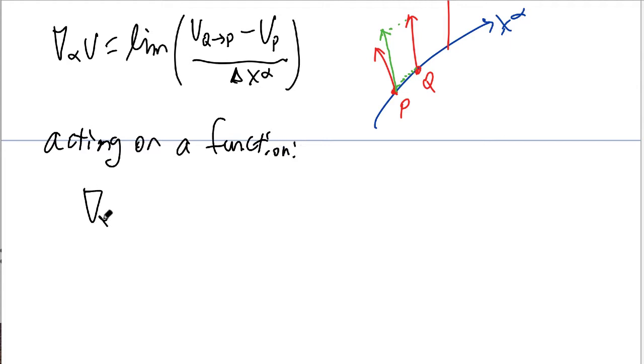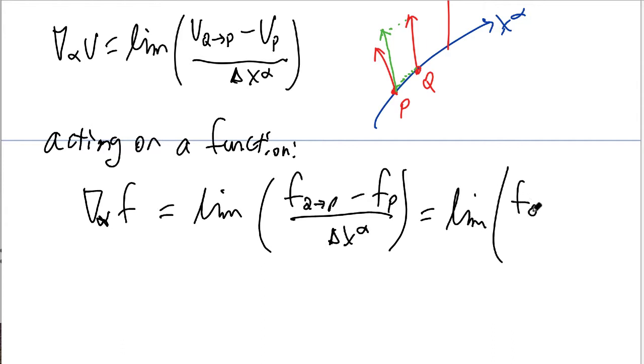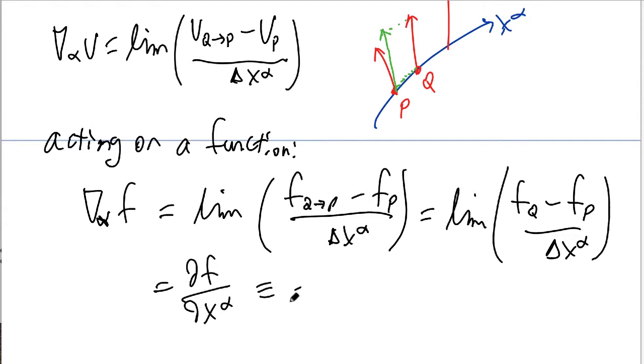All right, del alpha acting on some function f would be given by the limit of the function value at point Q transported back to point P minus the function value at point P, divided by delta x alpha. But a function is just a value, just a number, so when we transport it from Q to P, it doesn't change. So this is the same as the limit of the value of f at Q minus the value of f at P divided by delta x alpha. That's symbolically the ordinary derivative of f in the direction x alpha. So this is just partial f with respect to x alpha, or we can denote that by partial alpha f. So the covariant derivative acting on a function is just the ordinary derivative.